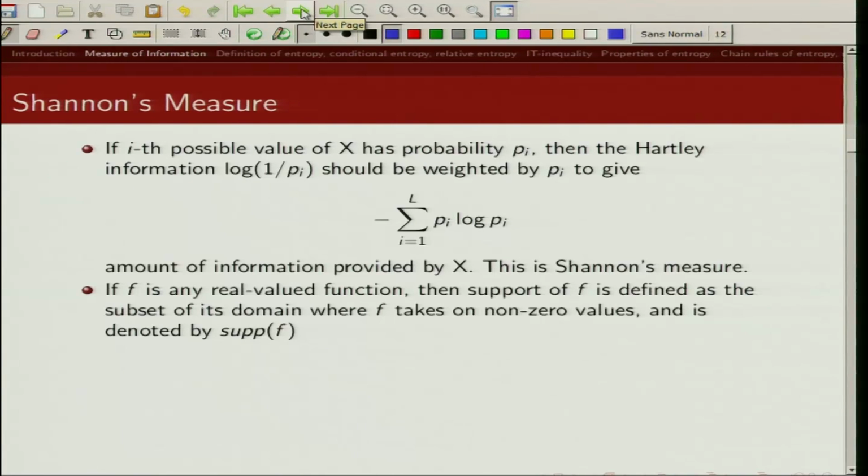So let us define what we mean by the support of a function. If we have a real valued function f, then its support is defined as the subset of its domain where the function f takes non-zero values, because this probability is basically defined over p_i greater than 0. So we define the support of a function f as the subset of its domain where f takes non-zero values.